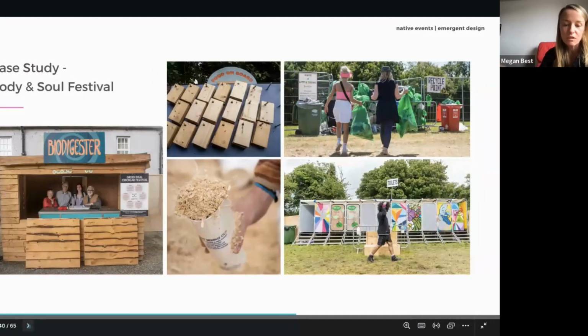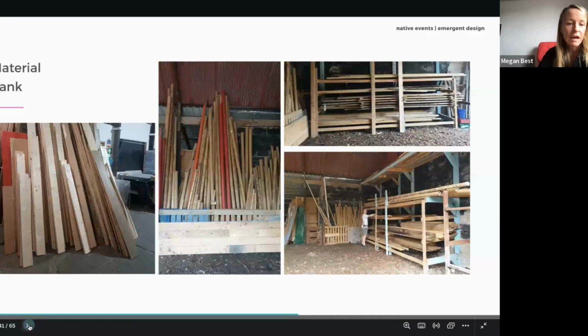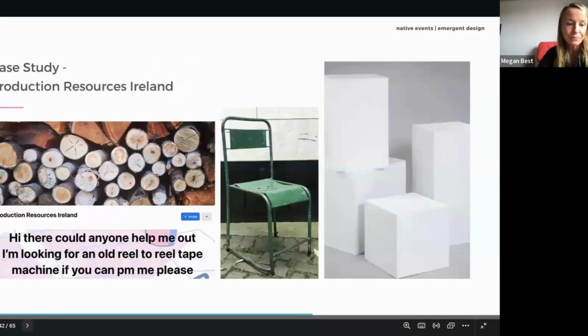Other examples include lots of the different circular initiatives that we've done at the Body and Soul Festival, trying to employ circular economy principles there. And these guys actually have a material bank that we're hoping to establish a forum for sharing all of these assets in the circular economy.